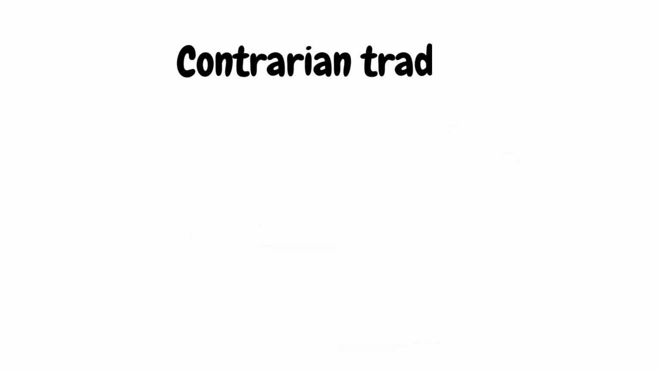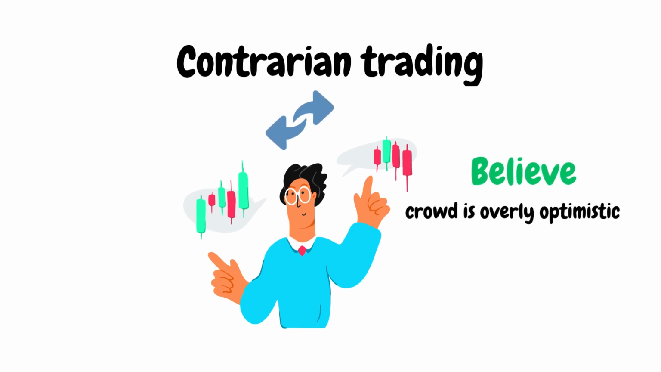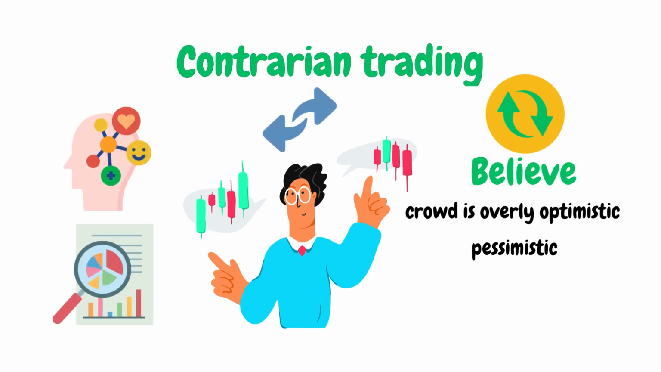On the flip side, we have contrarian trading. Contrarian traders take positions opposite to the prevailing market sentiment. They believe that when the crowd is overly optimistic or pessimistic, the market is likely to reverse. Contrarian trading requires careful analysis and a contrarian mindset.